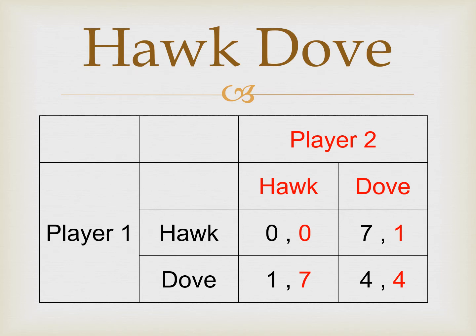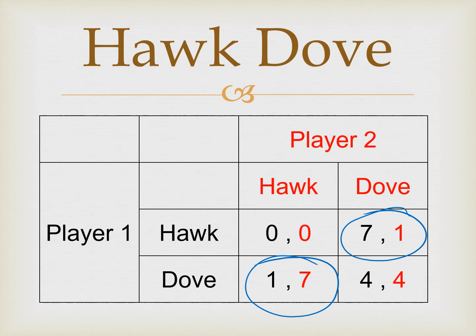We can think about this basic game as a game of choosing between two pure strategy Nash equilibria. We're either going to have this as an equilibrium or this as an equilibrium, 7-1 or 1-7, where we get hawk-dove or dove-hawk. Why would this be the case?